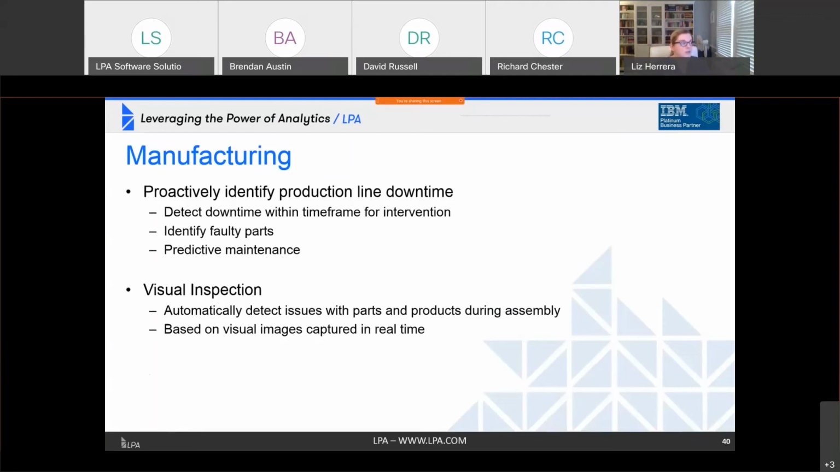The second piece here is visual inspection, which is actually an AI component. So being able to automatically detect issues with parts and products during assembly using visual imagery and an AI model to do that for you, so that in real time, you can have someone on a tablet get an alert and say, hey, there's something wrong with this weld, there's something wrong with this particular component, we need to stop or pull that off for remediation. So that's kind of a cool use case, and David Russell, who's on the line here, has done a very interesting webinar about that. So we can chat more about that if you want to as well.